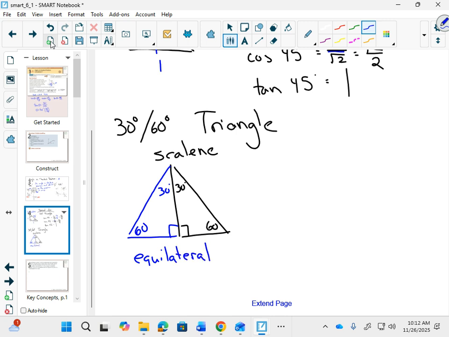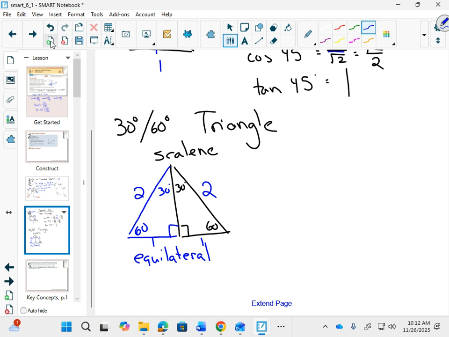Because all the angles are 60 degrees, and if all the angles are 60 degrees, that means all the sides have to be the same. So what I'm going to do is pick a number. The number I like to pick is 2. If this side is 2, then both of these would be 2, which is 1 and 1.